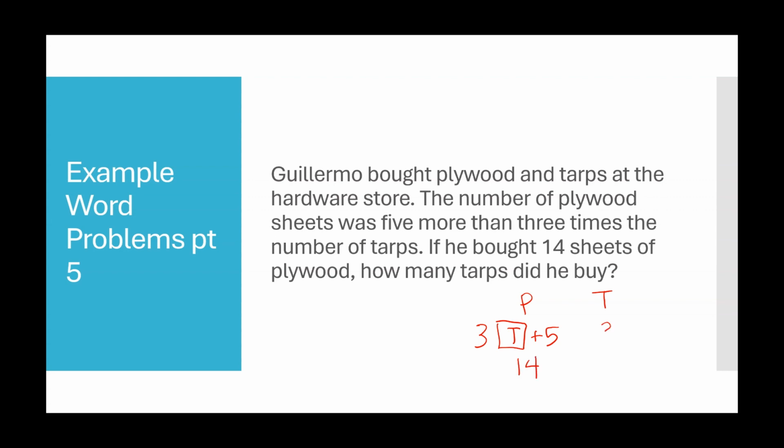And the thing we're looking for is tarps. So 3 times tarps plus 5 is giving us those 14 sheets of plywood. Going back in time, take away those 5. And now we have 3 times the number of tarps is 9. We're going to divide by 3 to get rid of that multiply by 3. And our number of tarps is 3. So Guillermo in this one bought 3 tarps and 14 sheets of plywood. Probably for all that flooding damage at the mansion.